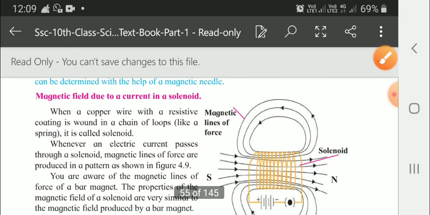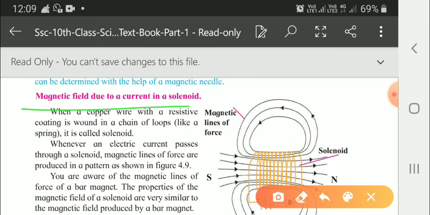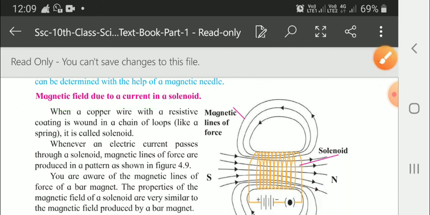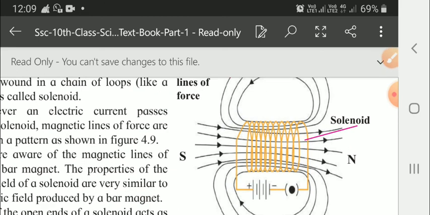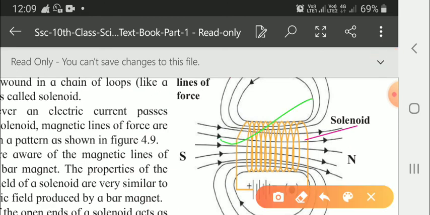Now we'll see the magnetic field due to current in the solenoid. So here we will see this diagram, keep it in our mind. This is the solenoid shown here. You can see here is a cell, from that it is connected, then the plus point this way, this way, this way it is shown. This is the solenoid, and the other point is connected with the negative point.